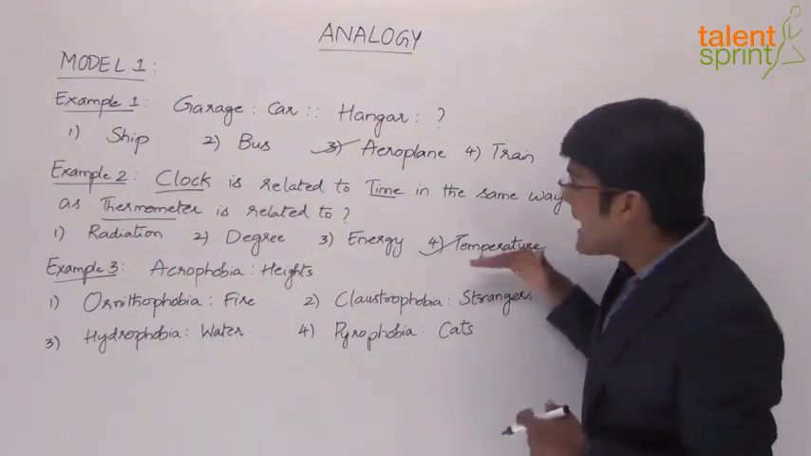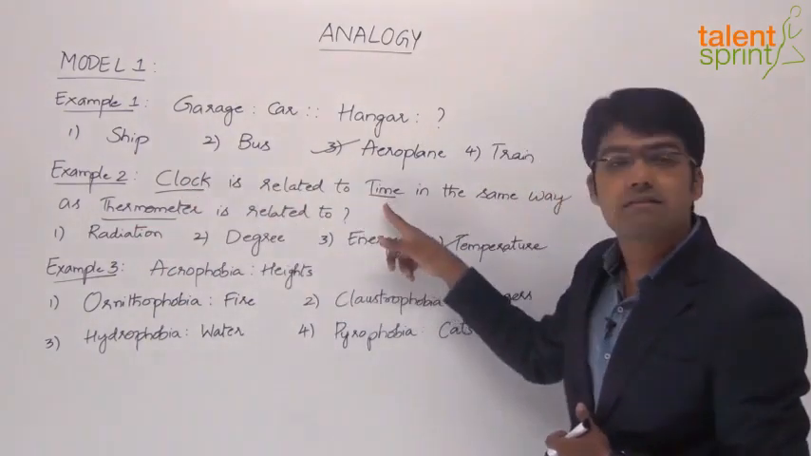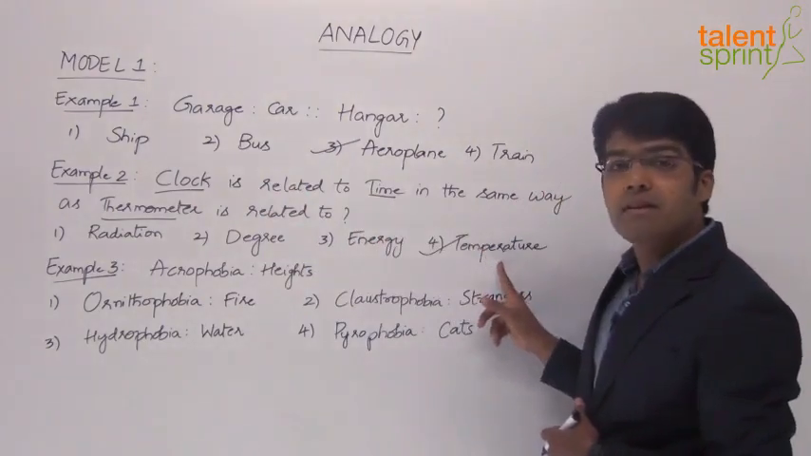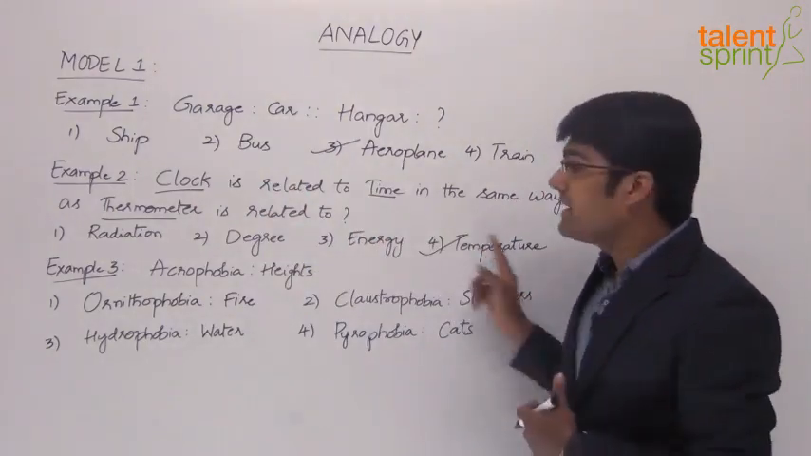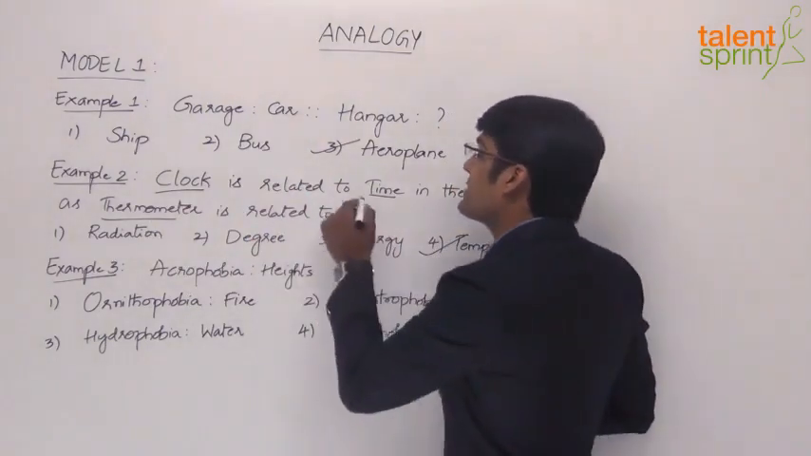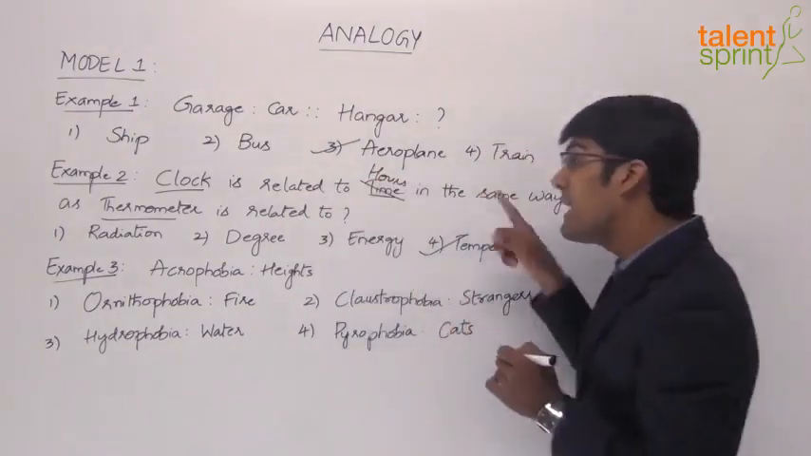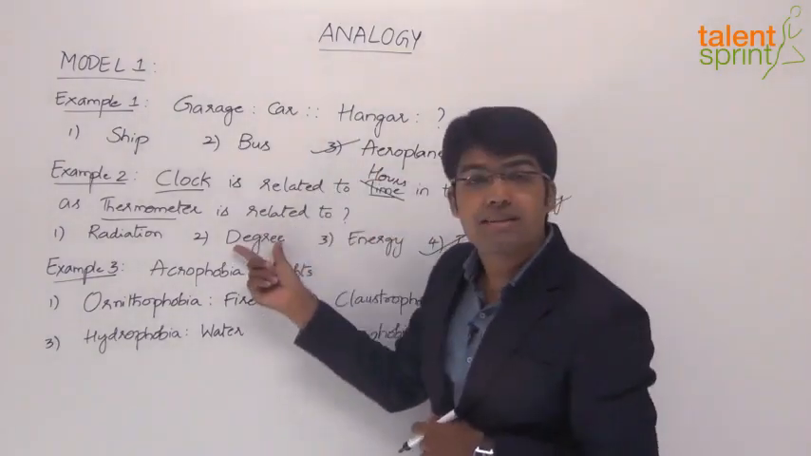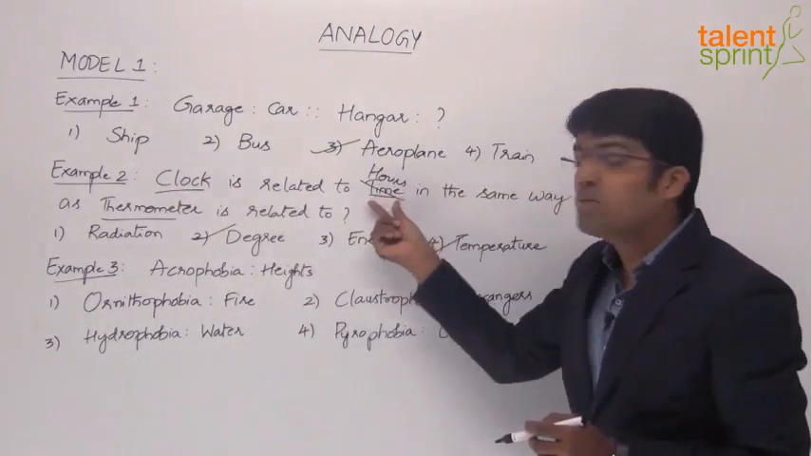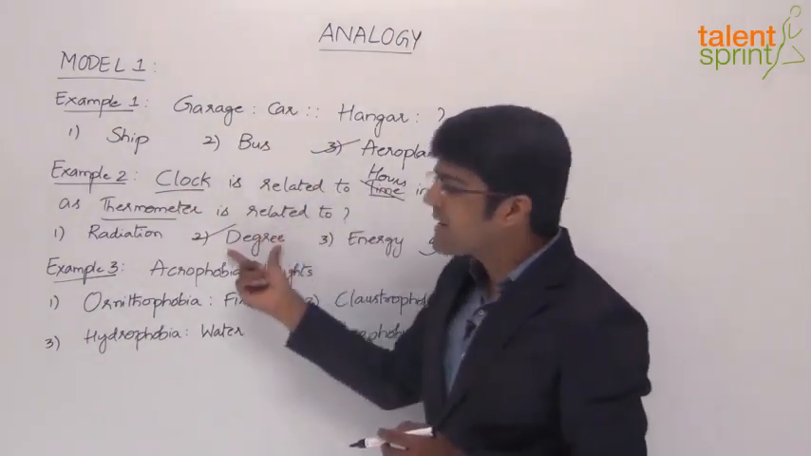So answer has to be temperature, because the first word here is device and the second word is the quantity measured by that device. Likewise here, temperature is the parameter or the quantity that is measured by thermometer. For example, if the question says clock is related to hours, then our answer would have been second option, degrees. Why? Here clock measures time, but the units is hours. Likewise, thermometer measures temperature, but there the units have to be degrees.